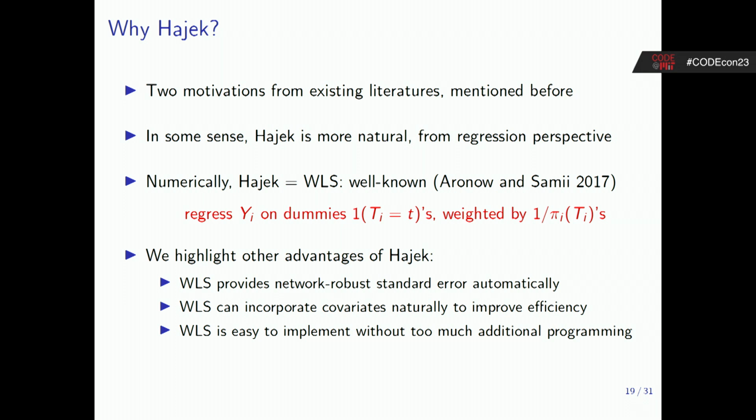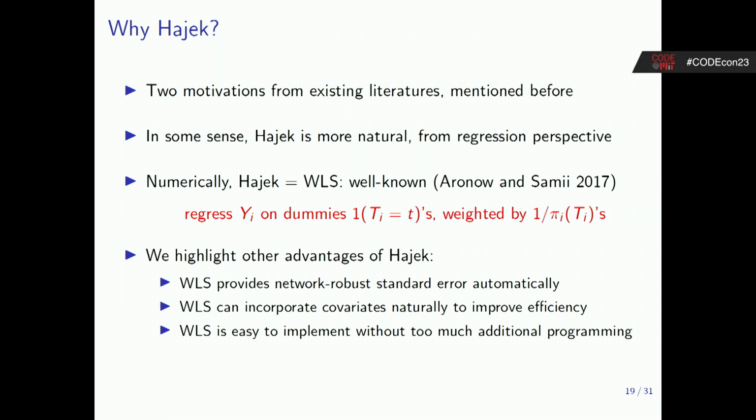But we want to highlight some other advantages of this Hajek formulation. First, it not only gives you a point estimator, but also gives you a standard error. Because if you run regression, the software package gives you point estimates and also t-statistics or standard errors, the variance estimator. We want to use the regression to generate robust standard errors. But this case is a subtle robust standard error. It's called a network robust standard error to capture the dependence of the data.